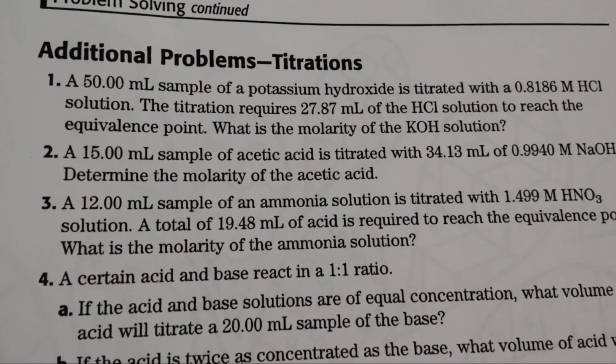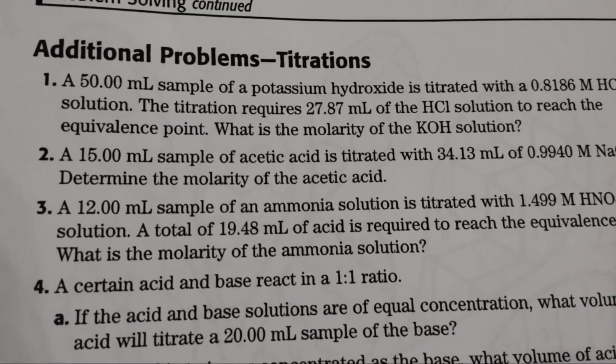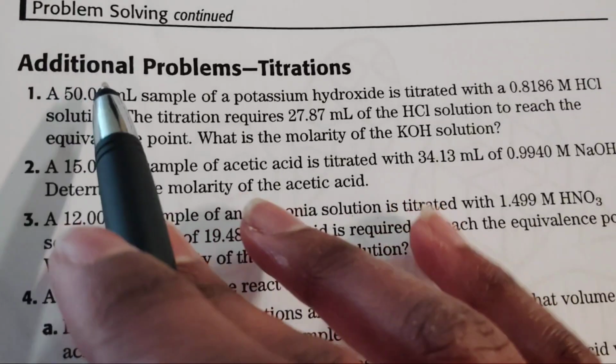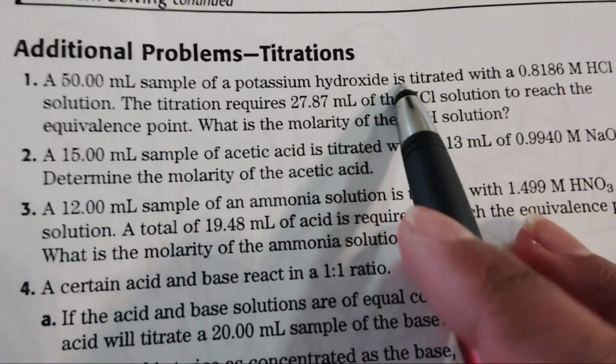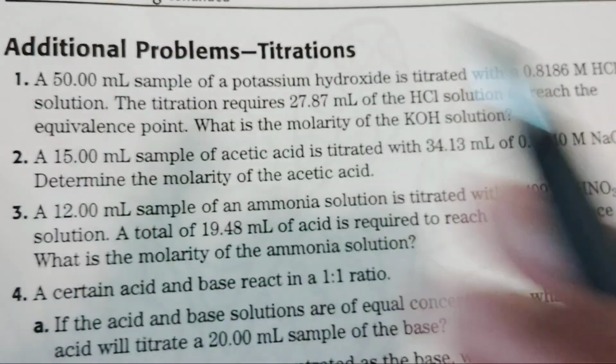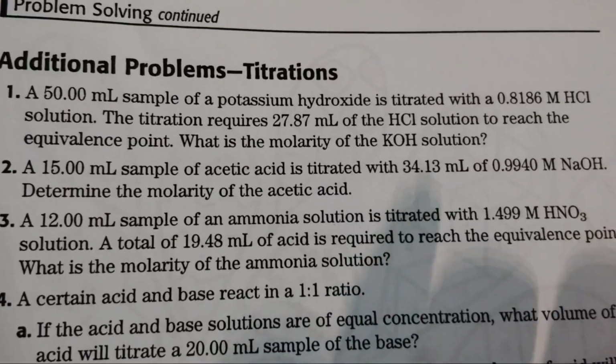All right, guys, so we're going to be working on titration problems today. We're going to do number 1, where it's a 50 milliliter sample of potassium hydroxide. This is the base. I'm going to read this question, label it, and then we'll be back.